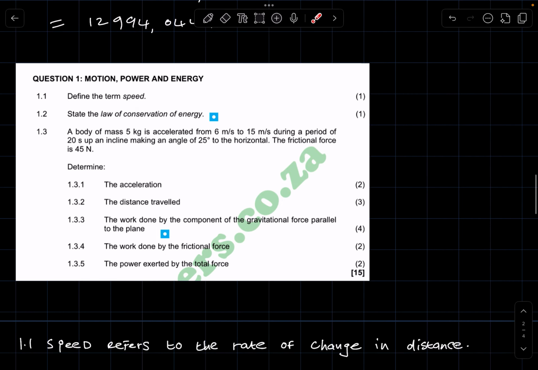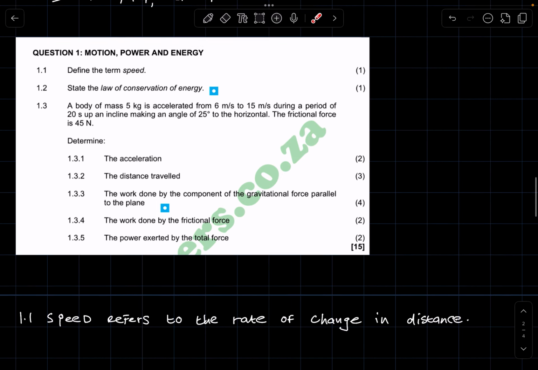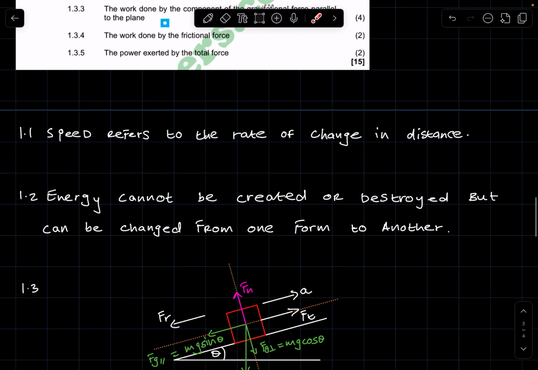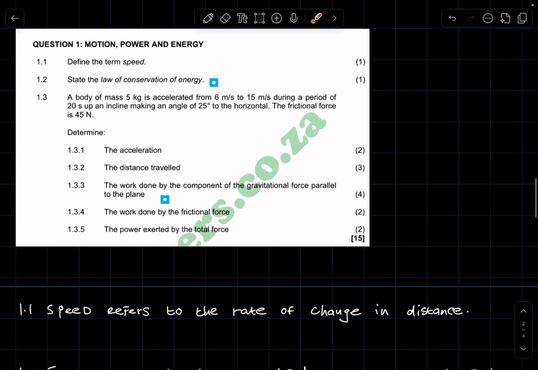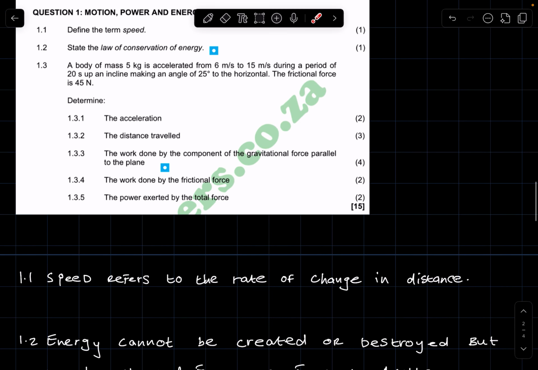1.2, state the law of conservation of energy. This we covered in the lesson where we look at work done, energy and power. We said that the conservation of energy states that energy cannot be created or destroyed, but can be changed from one form to another. And now 1.3.